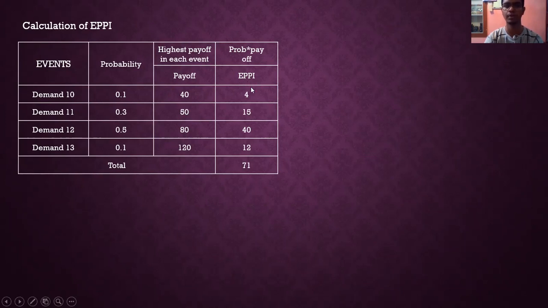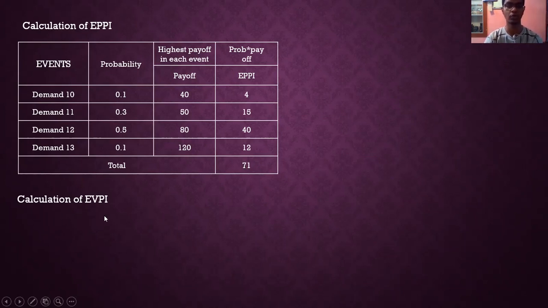So to find out EPPI, we have to multiply 40 into 0.1, 50 into 0.3, 80 into 0.5, then 120 into 0.1. After that, we have to add all these EPPI values. So 4 plus 15 plus 40 plus 12 will give us 71. So after getting the EPPI value, we have to find out the EVPI value.